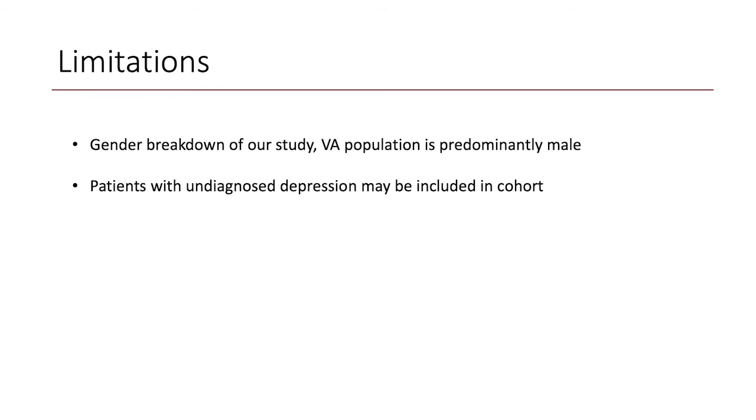So this study is not without limitations. The first being the gender breakdown of our study. It was predominantly male, which we would expect with a VA population, but we used a large and diverse cohort, and so we would not expect that to affect our results too much. And then also, although we used a validated definition of depression, there's a possibility that there were patients with undiagnosed depression included in the cohort. However, we would expect that to be equal across both groups and not affect our results.